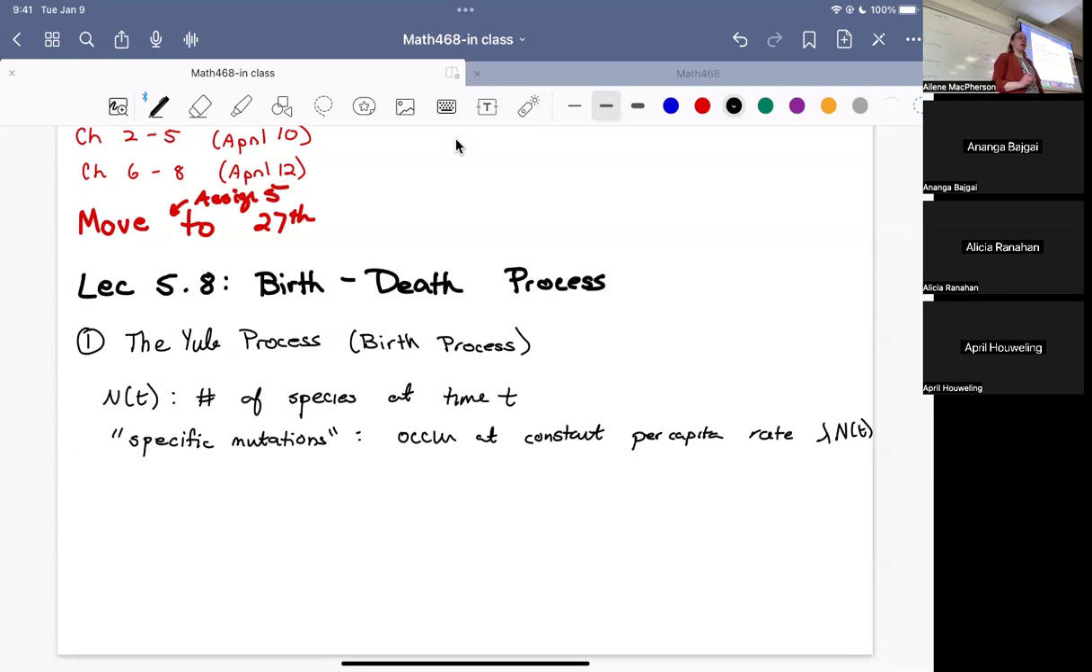Okay, so this is a continuous time, discrete state stochastic process. It's continuous time because we have this random arrival of these specific mutations, and every time a specific mutation occurs, it changes the number of species, increasing that number of species by 1. Okay, so we have this continuous time, discrete state stochastic process. How do I analyze it? Somebody give me one method that I could use to analyze this process.